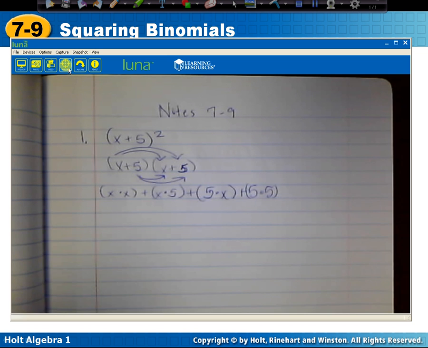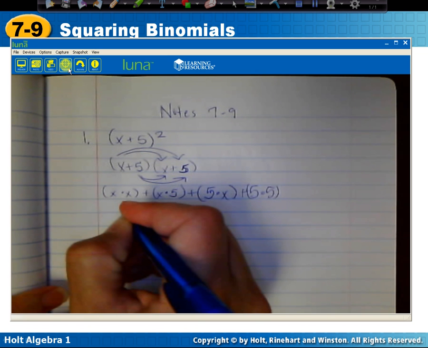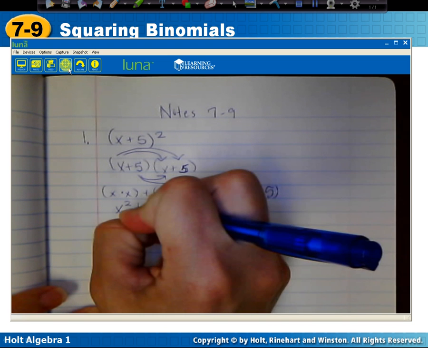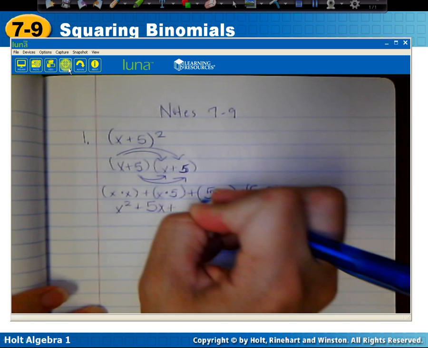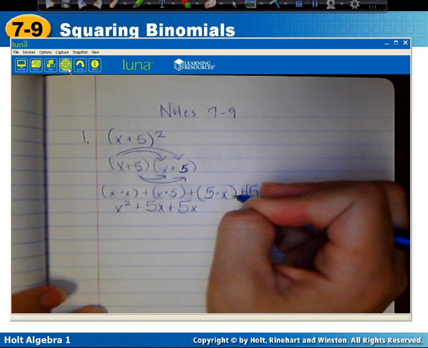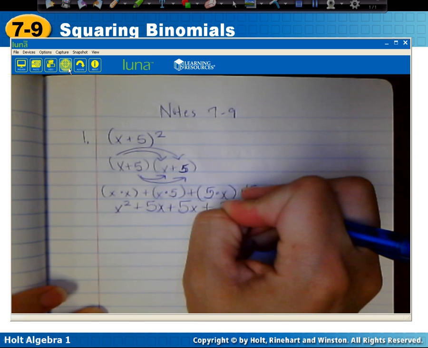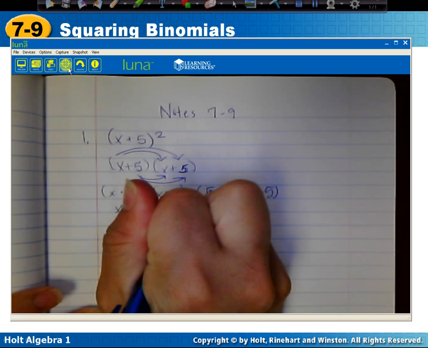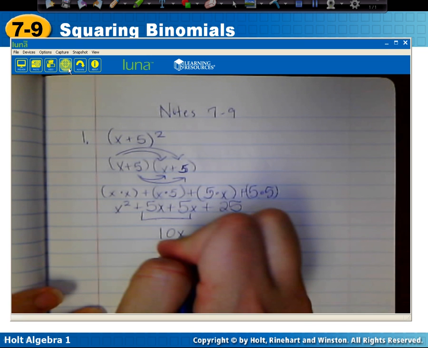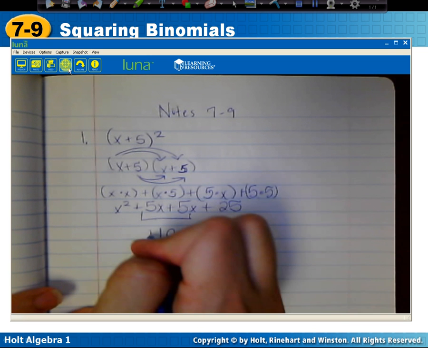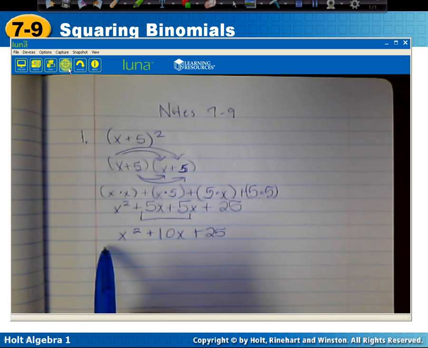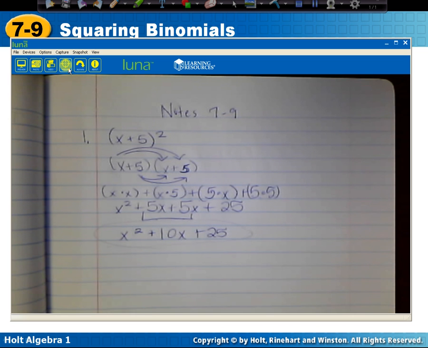All right, now I'm going to multiply this out, and I'm going to say x times x is x squared plus x times 5 is 5x plus 5 times x is 5x plus 5 times 5 is 25. And then I'm going to combine my like terms and say that 5x plus 5x is 10x. And I'm going to bring down the rest of my problem. And this is going to be my final answer here, x squared plus 10x plus 25. Make sure that you have that down before you move on.